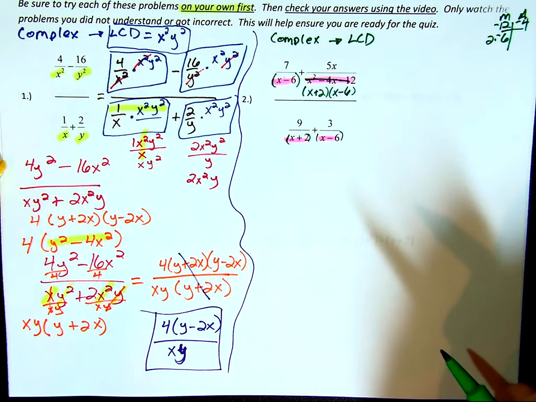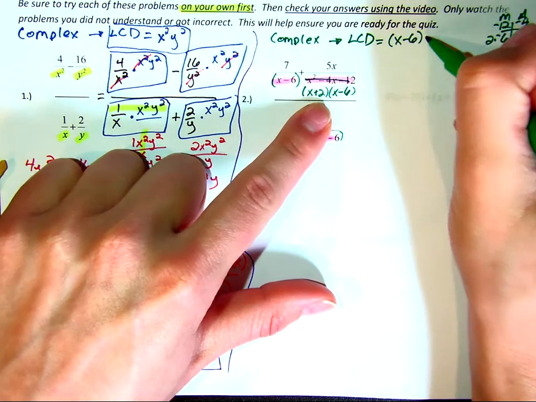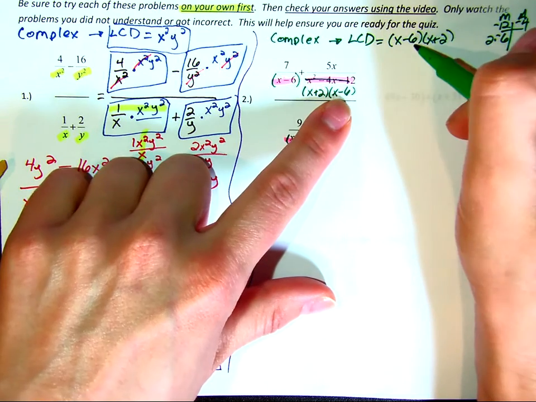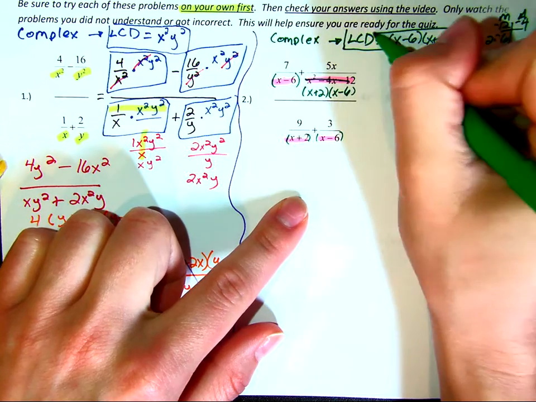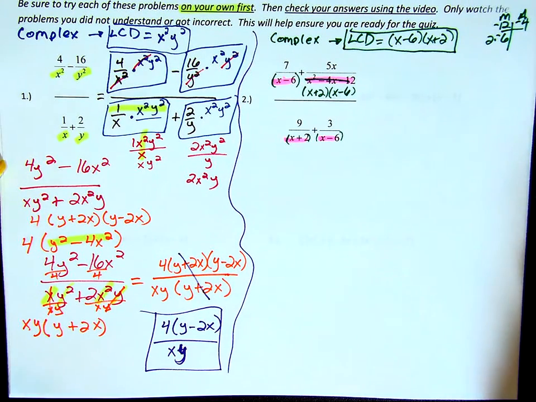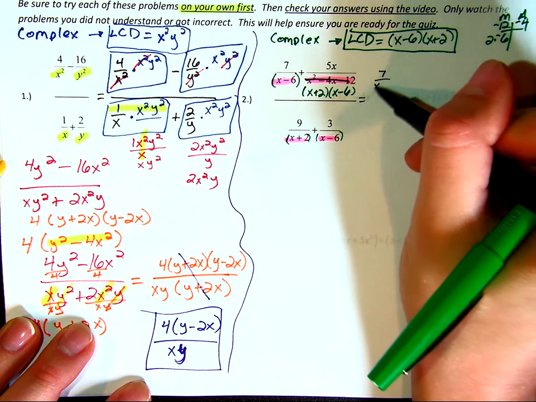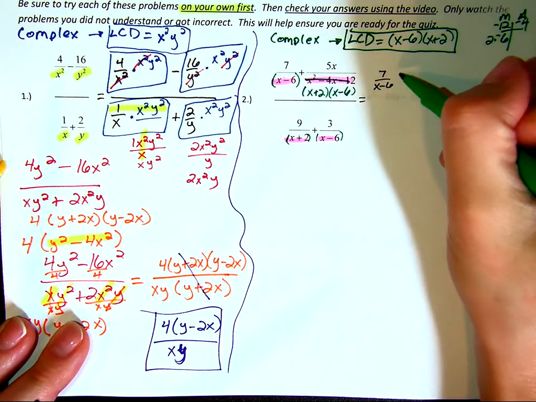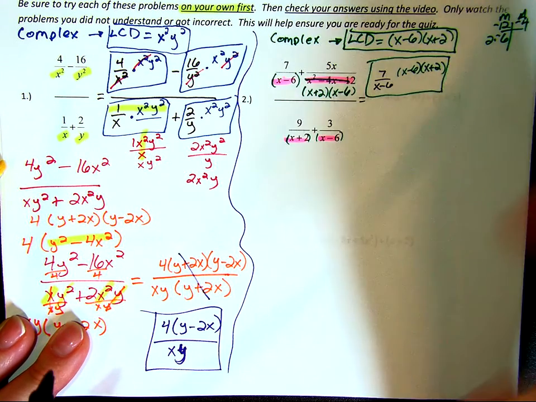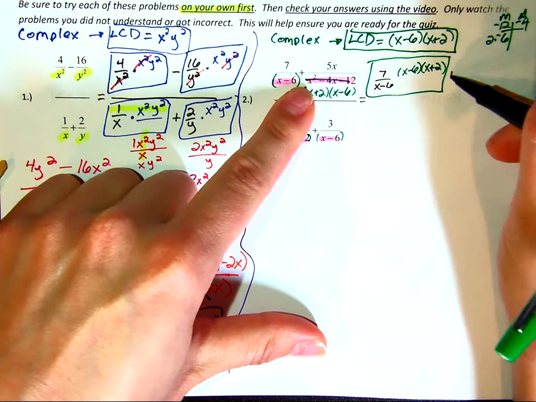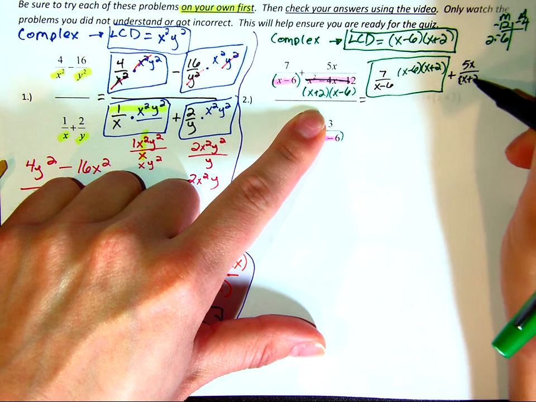So each one of my binomials has to be part of my LCD. So my LCD is an x minus 6, an x plus 2. x minus 6 is already part of it, x plus 2 is already part of it, and so is x minus 6. So here is our LCD. Now we need to start the process of multiplying each piece by our LCD. So we have 7 over x minus 6, and we're going to multiply that by our LCD, x minus 6, x plus 2. Box it in. Bring over our plus sign, and then 5x over x plus 2, x minus 6.